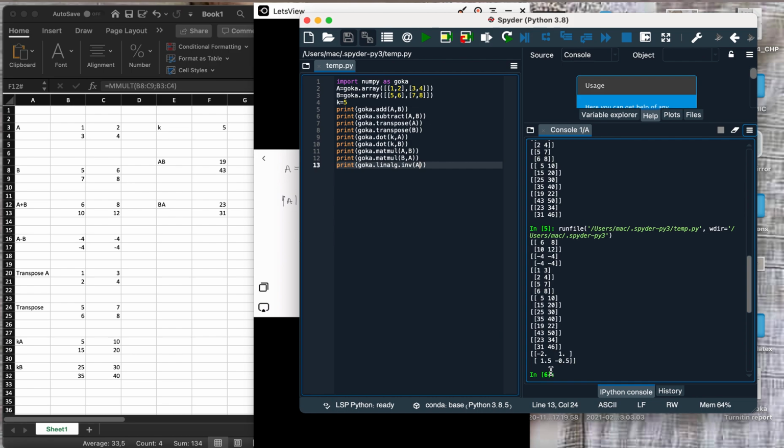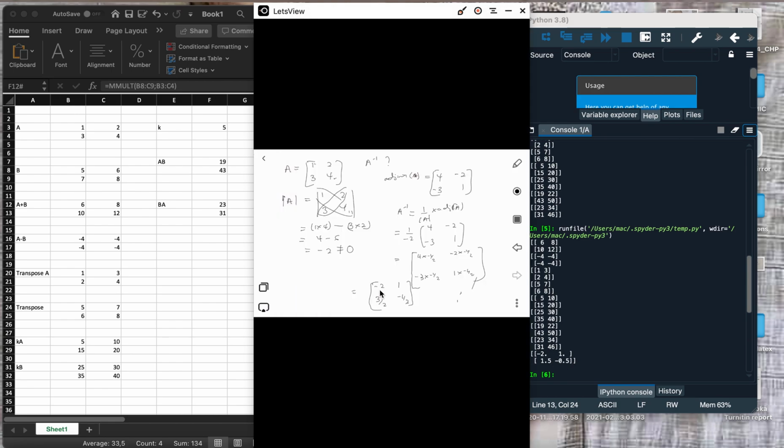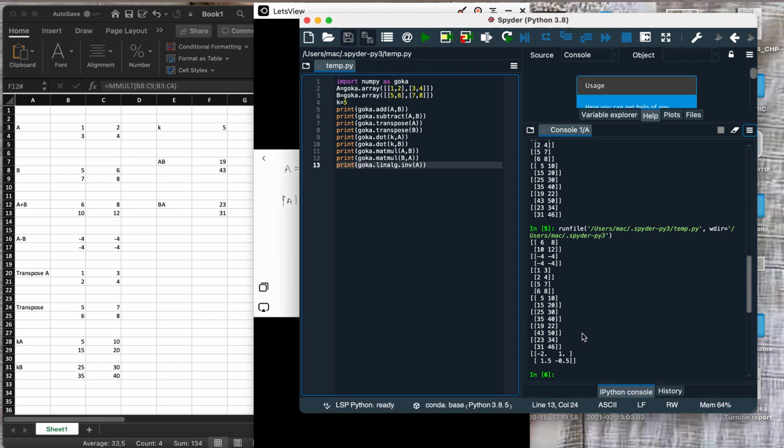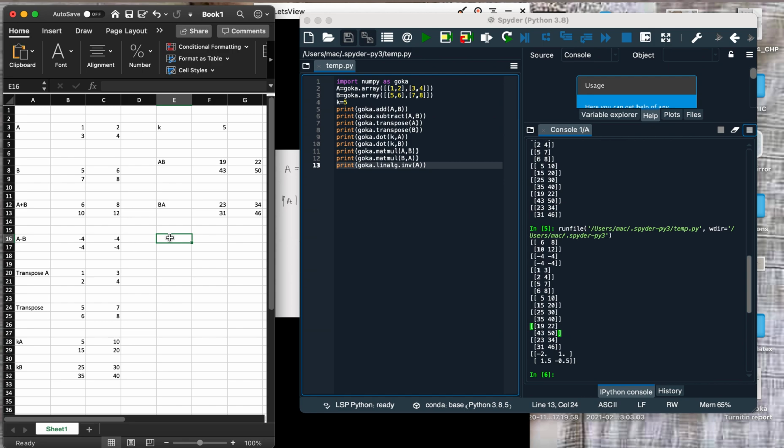1, 1.5, and minus 0.5, which is the same as what we had, which is minus 2, 1, 1.5 is 3 over 2, minus 0.5 is minus 1 over 2. Okay, so it's straightforward.